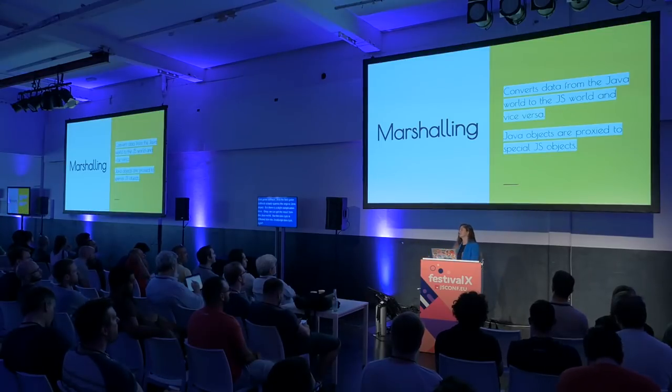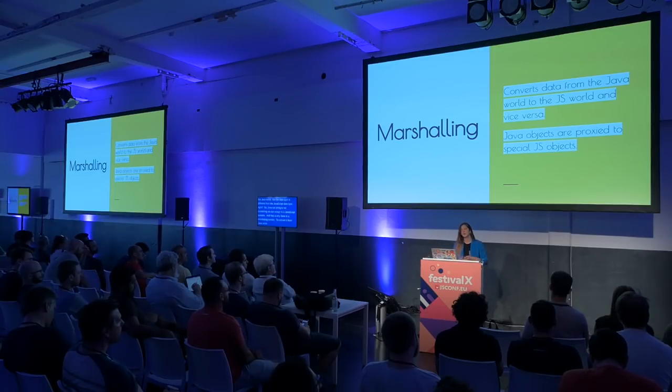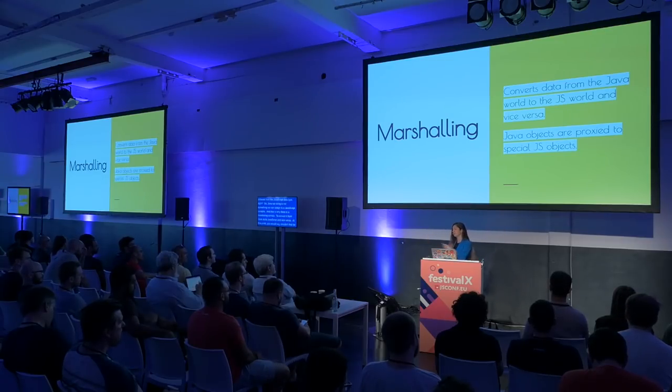And that's why there is a marshalling service. Its role is to convert data from Java to JavaScript and vice versa. And at this point, you may ask, OK, wouldn't that be terribly slow if we try to convert everything? Well, yeah, obviously it will be, because if we try to convert objects, it's not a good idea. This is another reason why proxies are quite useful.